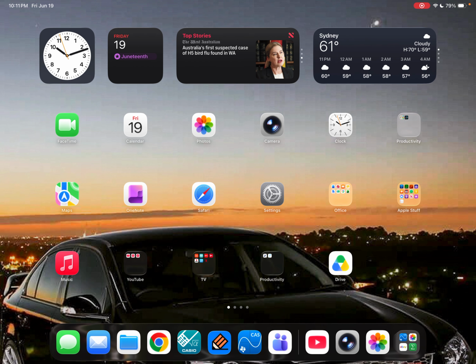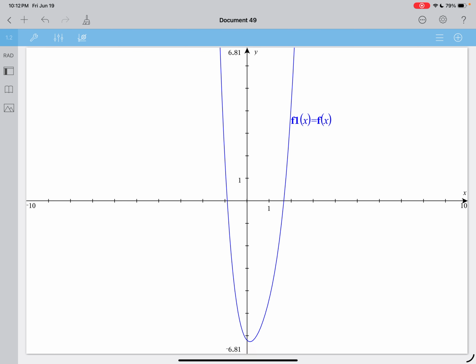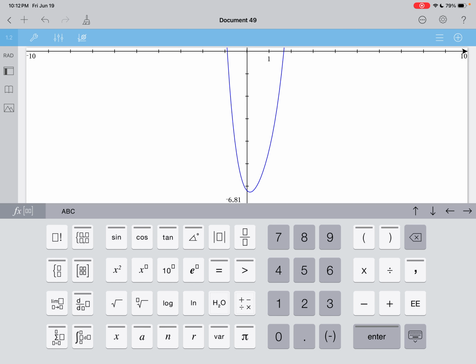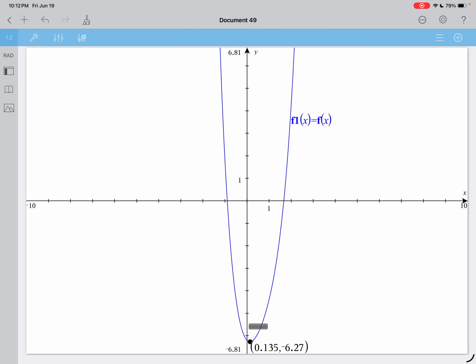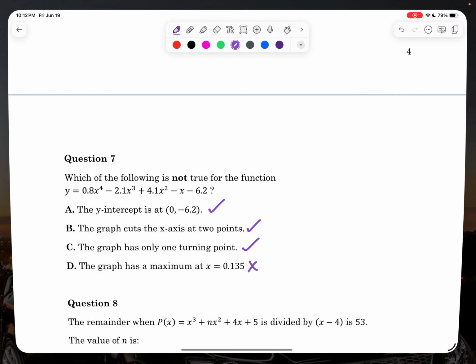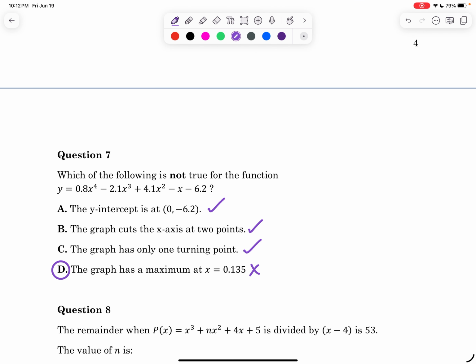It doesn't have a maximum at 0.135. It's probably got a minimum there. So analyze graph. Minimum? Yeah, it's got a minimum there, not a maximum. So that's not right.